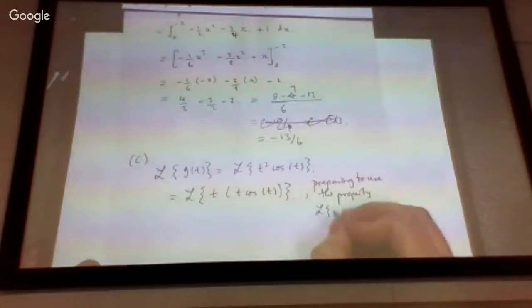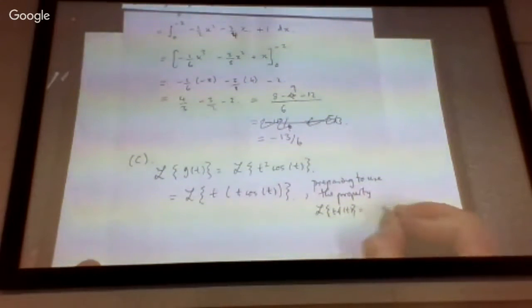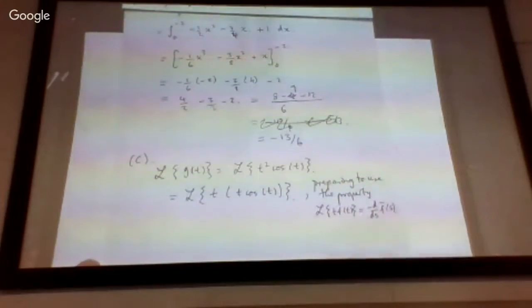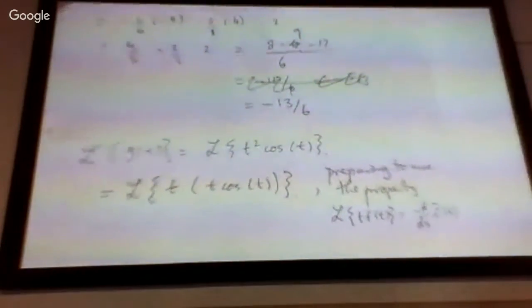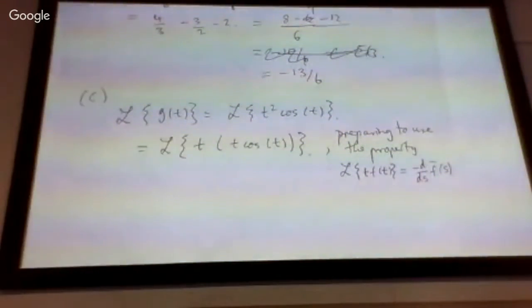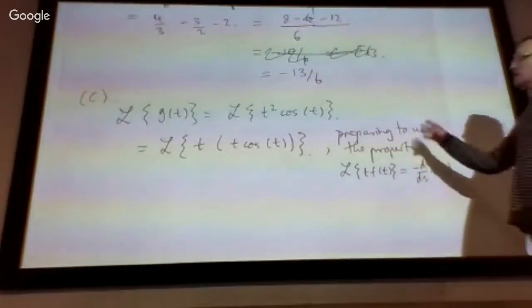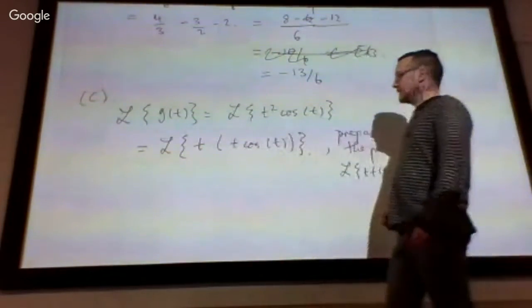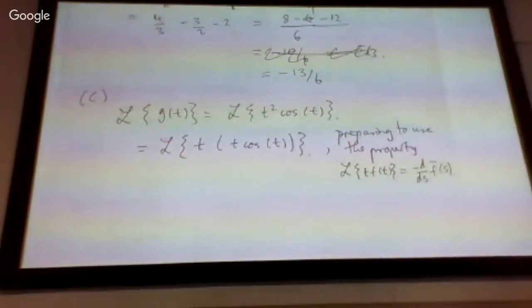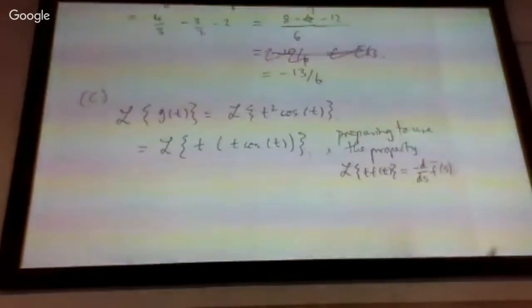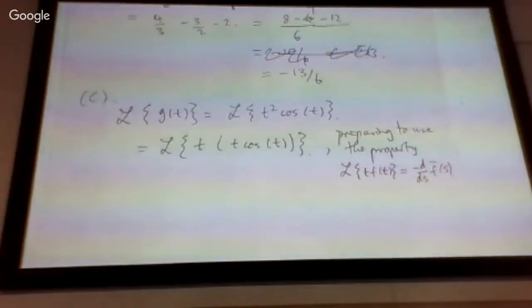And, you know, what's the harm in just repeating the property here? The Laplace transform of t f of t is minus d/ds of f bar of s. Okay, so we've actually stated the property we're going to use there. So I've just separated off one of the factors of t. You could do it in your head or in one step, just jump straight to the conclusion, but better to proceed cautiously.